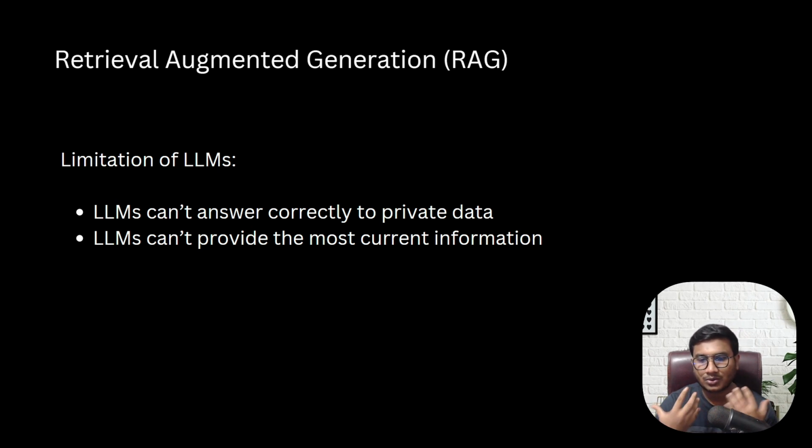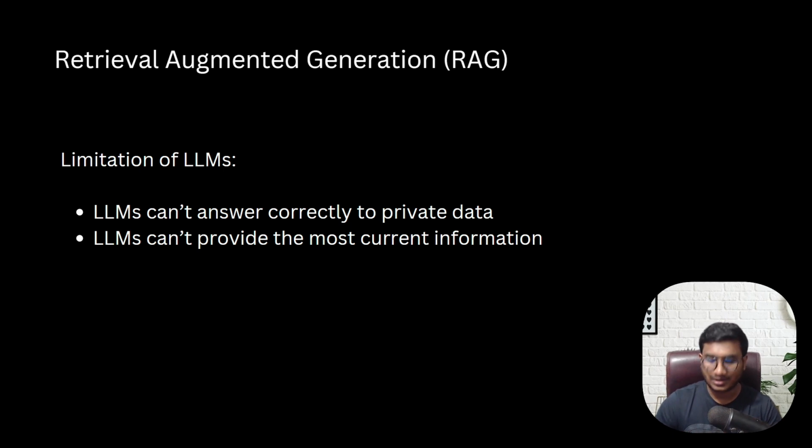Let's say you ask a question related to the current Olympics. It won't be able to give the answer because it hasn't been trained with the current information. So these are the limitations we have with LLMs. But I want to create an application that is also able to give answers related to private data as well as current information. So how can it be done? We can do it with the help of the RAG concept, that means retrieval augmented generation.